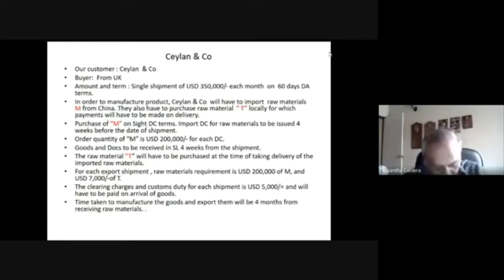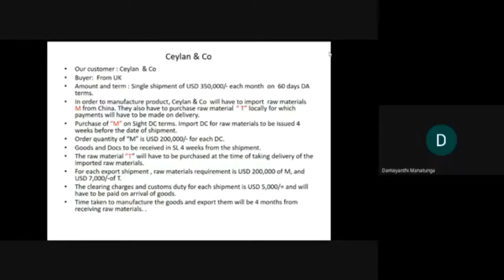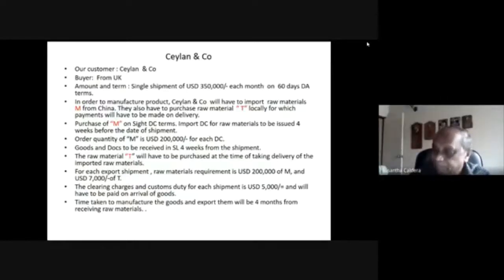Then facility number 5, purchase of export bill. Purchase of export bill. Single shipment of US dollars 350,000 each month on 60 days DA terms. It is on collection. On DA terms, right? It is not LC, it is collection.